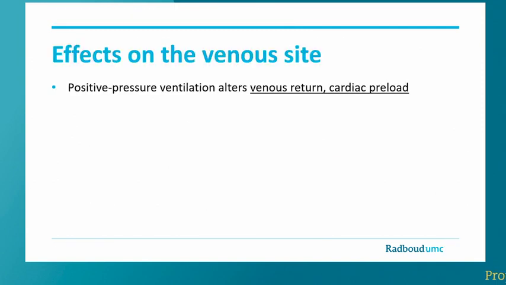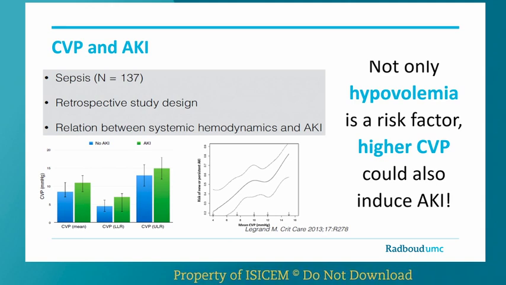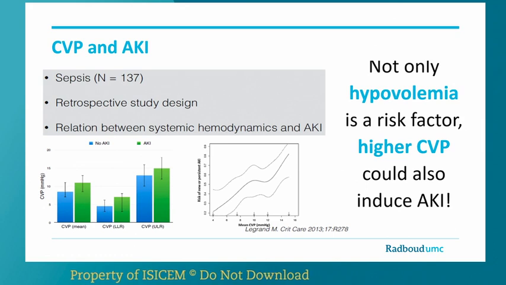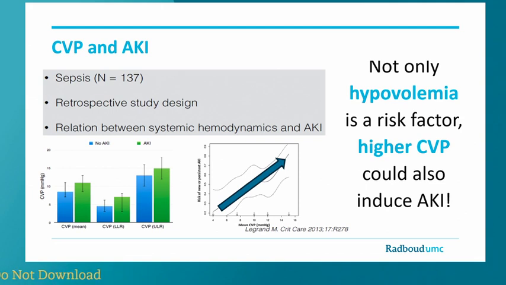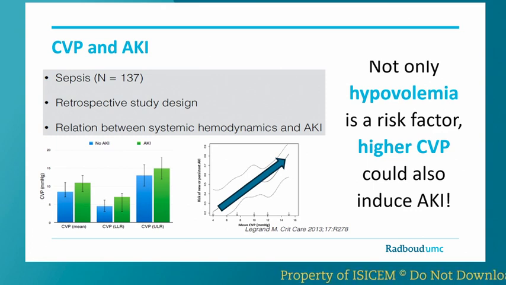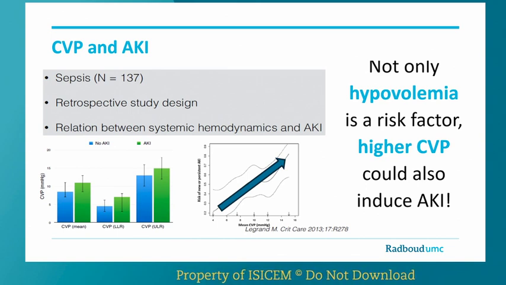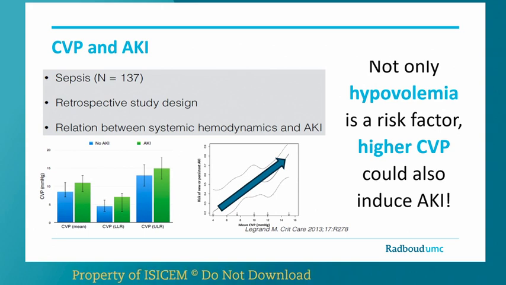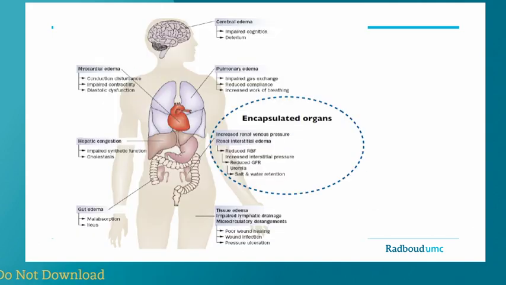But what about the effects on the venous side? We do know that positive pressure ventilation is altering venous return and cardiac preload. And this is mostly found in observational studies in sepsis patients. If you look at the CVP, the central venous pressure, there is almost a linear relationship with the risk to develop AKI. So it's not only the amount of blood and the cardiac output that is delivered to the kidney, which could be less during hypovolemia or other reasons, but also a higher CVP is a risk factor to induce AKI. And this is already occurring at CVPs of 6 or 8, almost normal levels of central venous pressure. What's the reason for that?